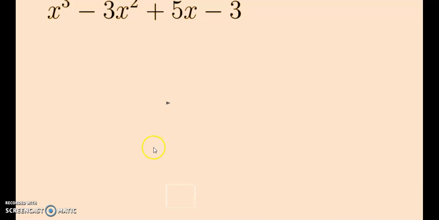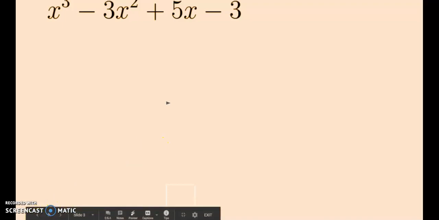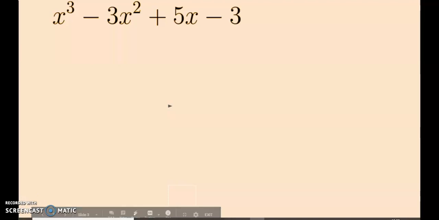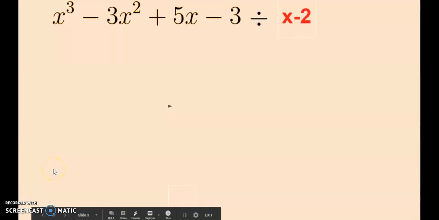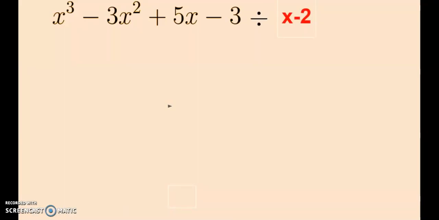Let us consider the polynomial x cube minus 3x square plus 5x minus 3, and let us divide it by x minus 2. Let us see how to divide it. What are the steps? What is the procedure of division of polynomials?